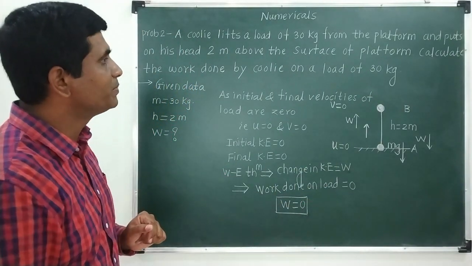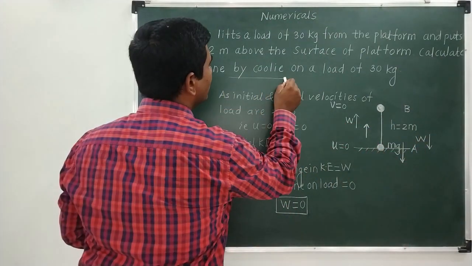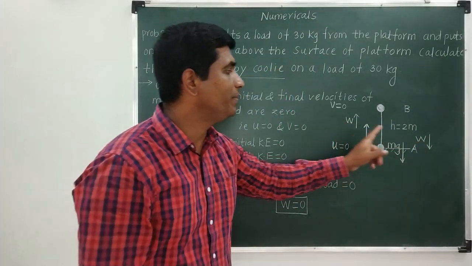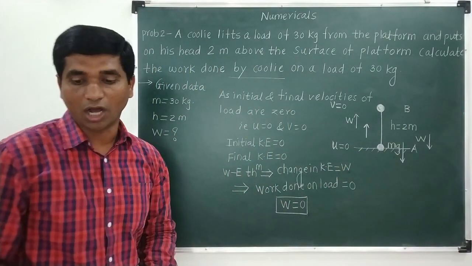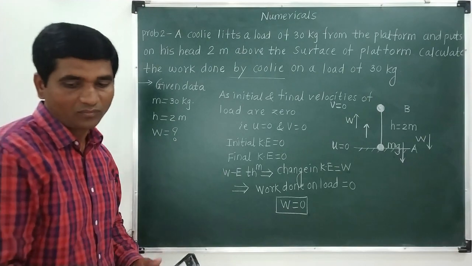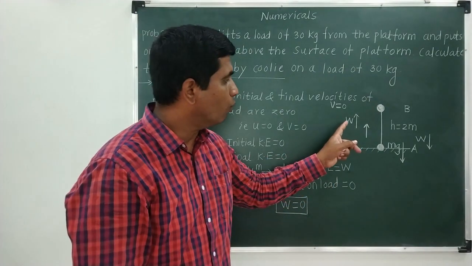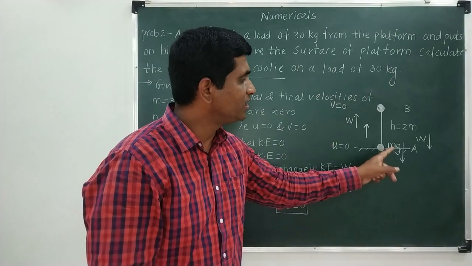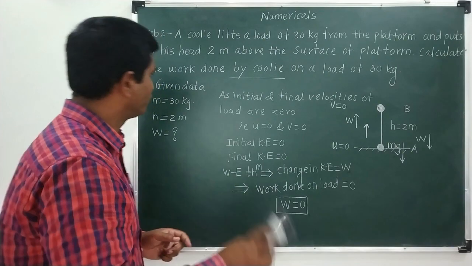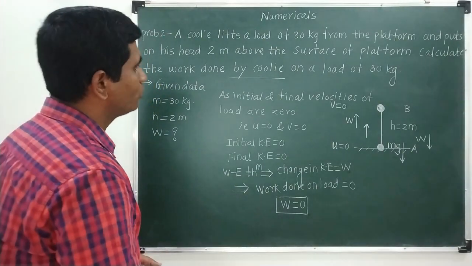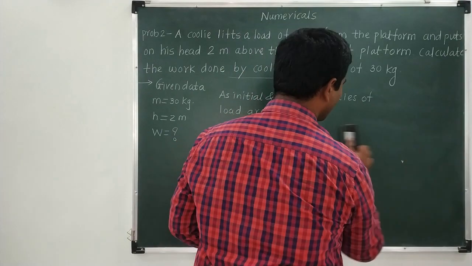But what has been asked in the problem is to calculate the work done by the pulley. So this will not be 0. This work done by the pulley will not be 0. Now how to calculate this work done? One thing we will understand from this is that the work done by the pulley is nothing but the negative of the work done by the gravity. So first of all, we will try to calculate the work done by the gravity, and then we will calculate the work done by the pulley.